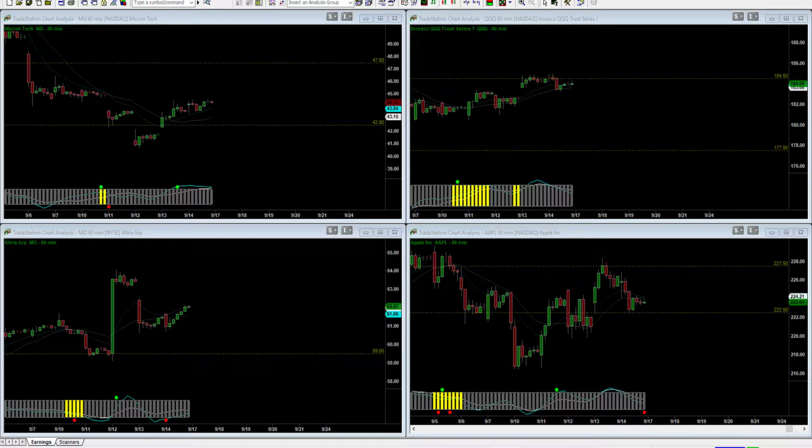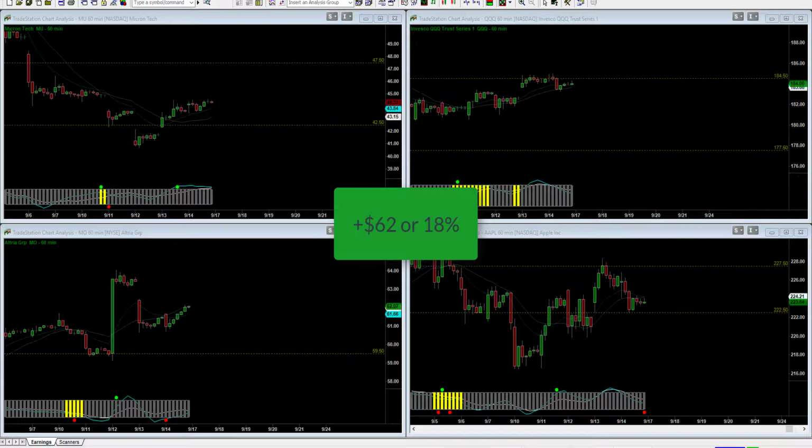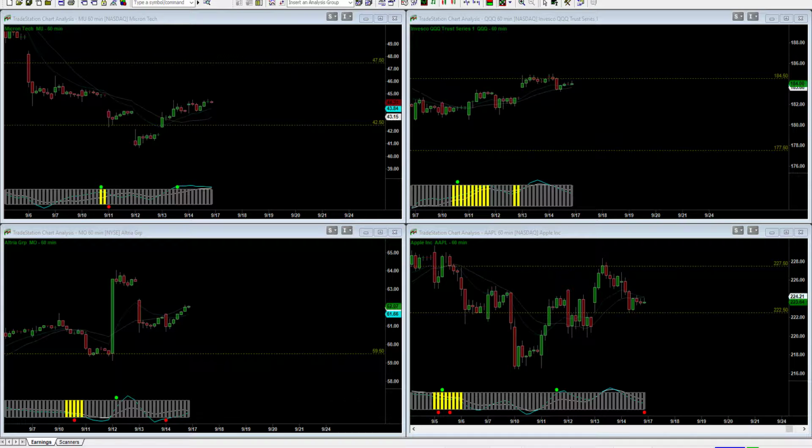Now, all in all, we took in $62 of credit. We risked $338. That was the max risk, and it ended up being an overall, between the four plays, an 18% return on all the money risked. So within a couple days, about 4 or 5 days, we ended up making 18% return on our money that we risked. So that was last week's trades. Stay tuned for the coming week's trades.